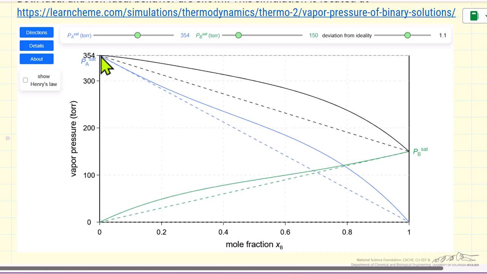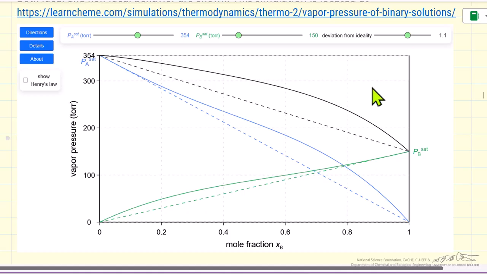That's this intersection here on the left side of the graph, and on the right side is the saturation pressure of B, which we can change with this slider. And then we can look at deviations from ideal behavior. The dashed lines correspond to ideal behavior, and here we have positive deviations. So the pressure above the mixture is higher than Raoult's law. Raoult's law is predicted by the dashed line, and this dashed line is contributed by two species' partial pressures.